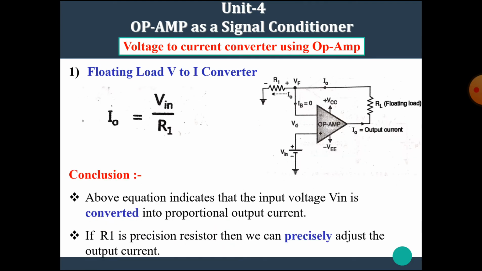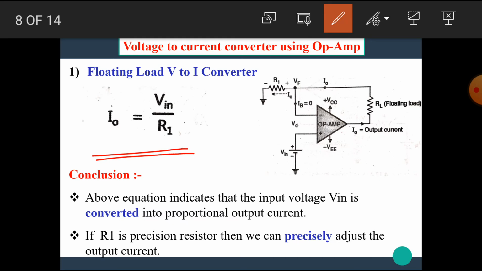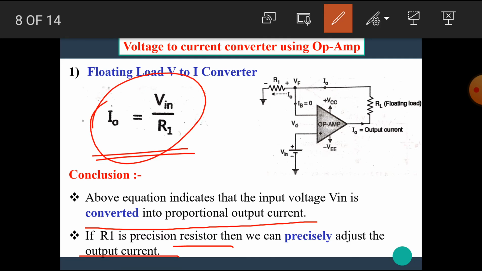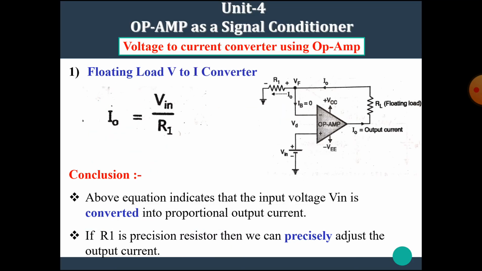Now, let's see the conclusion about this equation. The above equation indicates that the input voltage Vin is converted into a proportional output current. If R1 is a precision resistor, then we can precisely adjust the output current. That is, from this equation we conclude that the output current is proportional to the input voltage. And if R1 can be precisely maintained, then we can adjust this output current. I hope you all understand this.